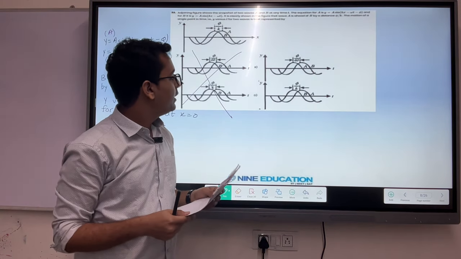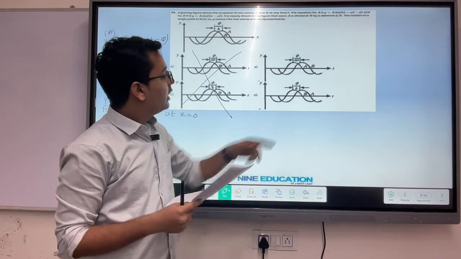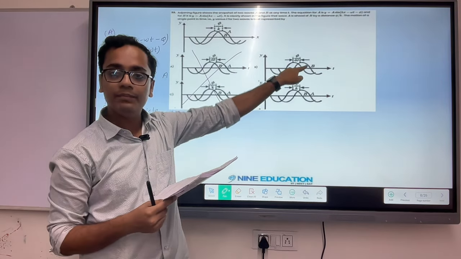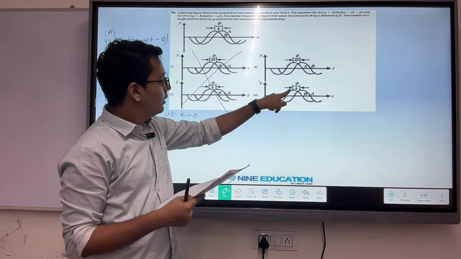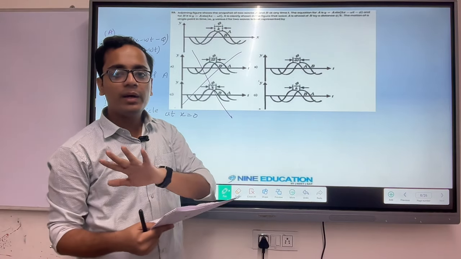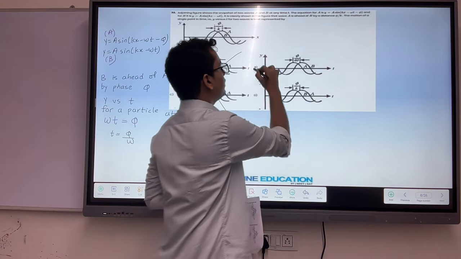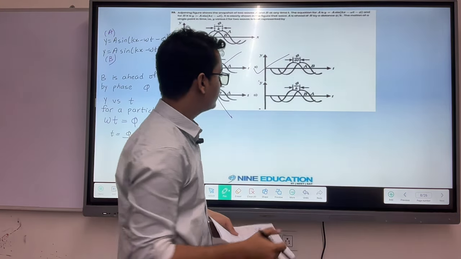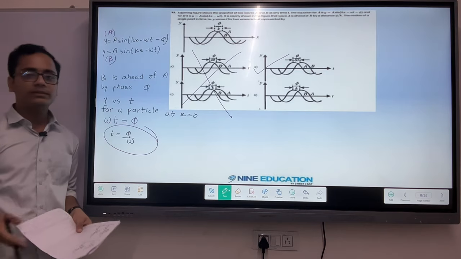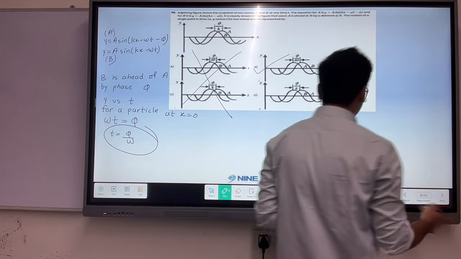Remaining options are B and D. If you see the time difference between the two, in B it is given as phi by omega. Phi by omega is time. Yes, that is correct. In option D, the time difference is given as phi by k. Phi by k is not time, phi by k is displacement. Hence, the correct option is B. Or else you can solve it by using this as well. I also got t as phi by omega. So the difference in time should be phi by omega. Clear?